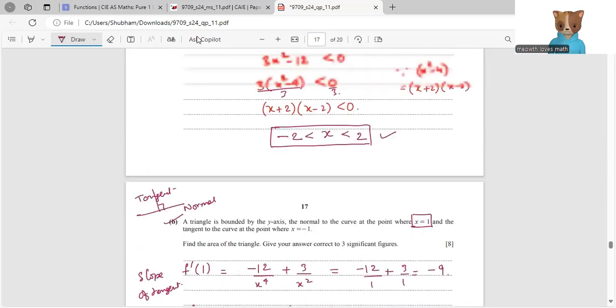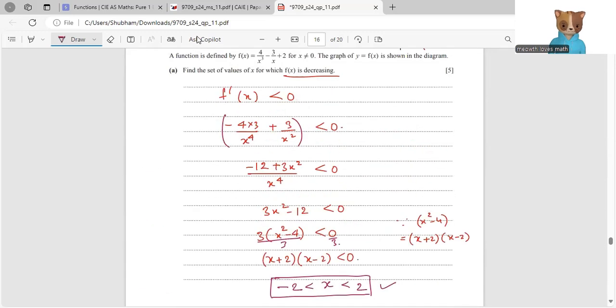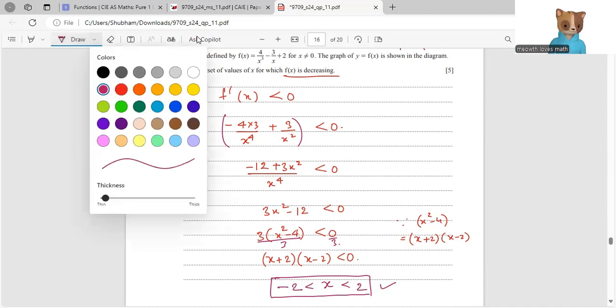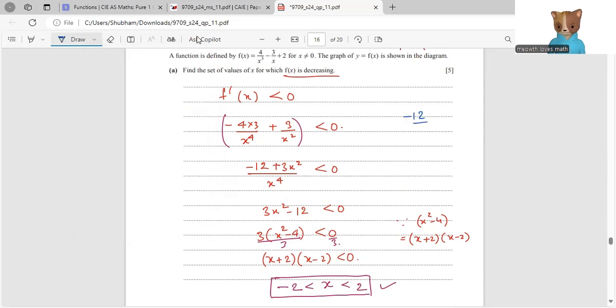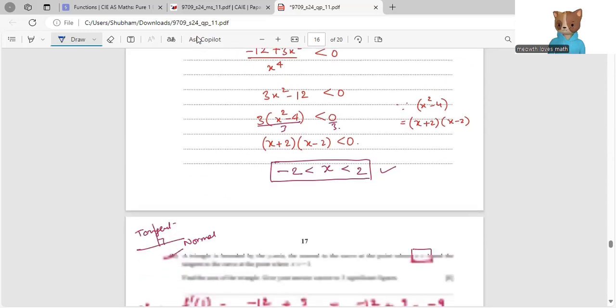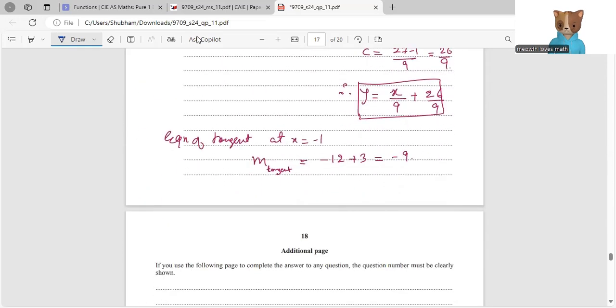Right? So let's quickly check once. If I plug in negative 1, I'll get the same thing: minus 12 by minus 1 to the power 4 plus 3 by minus 1 to the power 2. Yes, it's minus 12 plus 3, which is equal to negative 9. From this equation, this is my f dash of x. So the slope remains the same for the tangent, which is minus 9.